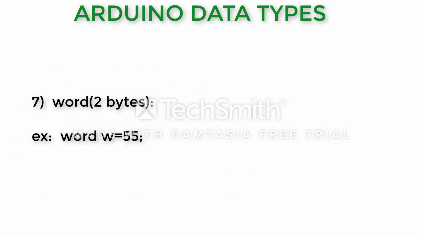Number 7. Word. The data type word is of 2 bytes of memory space in case of the Arduino Uno R3, and its size may vary from one board to another. For example, the variable w declared as a word initialized to a value 55. The compiler will store this 55 value inside the w.